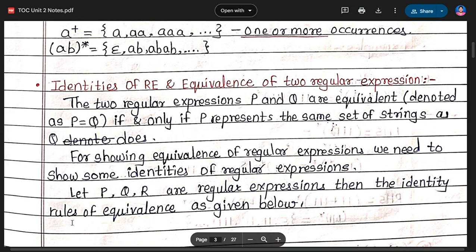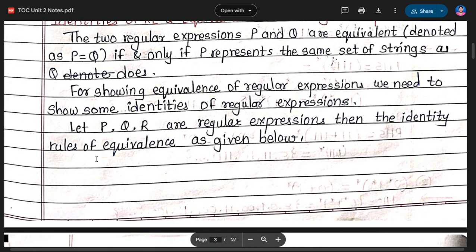If P presents the same set of strings as Q does. So, for showing the equivalence of regular expressions, we need to show some identities of regular expressions. Let P and Q be regular expressions, then the identity rules of equivalence are as given below.